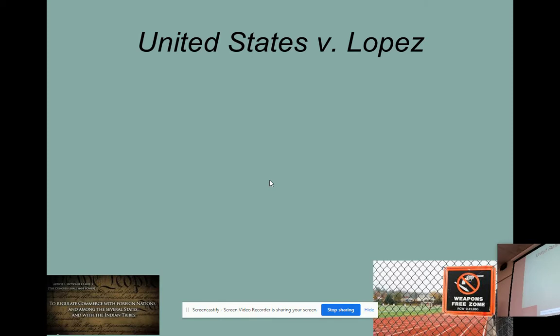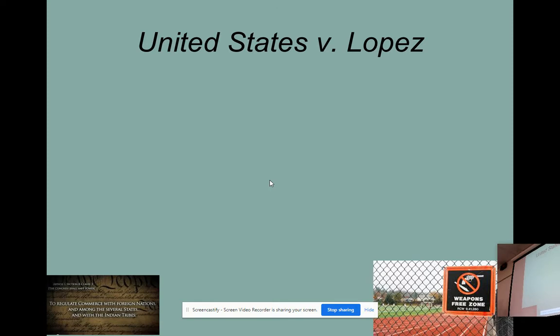The powers of the federal government are limited and are described in the Constitution. Those enumerated, delegated powers are powers given to the government in the Constitution. Other powers not delegated to the federal government are reserved for the states. Which amendment? 10th Amendment. Very good.